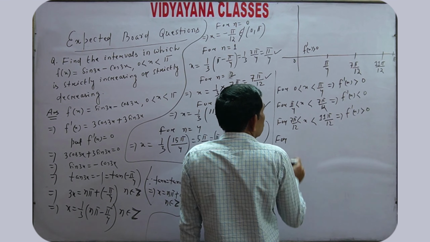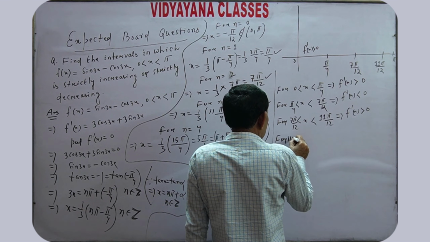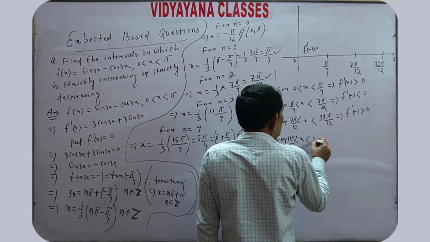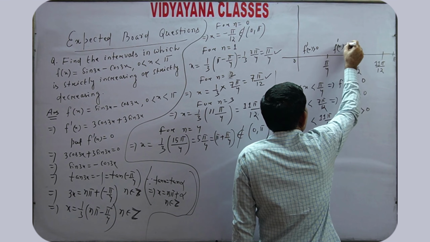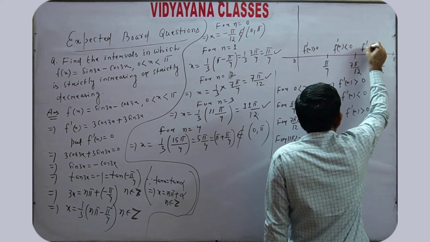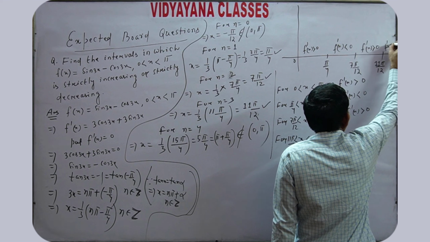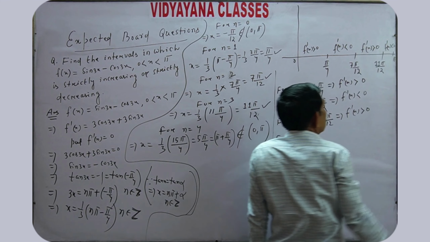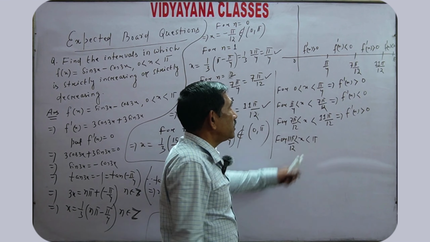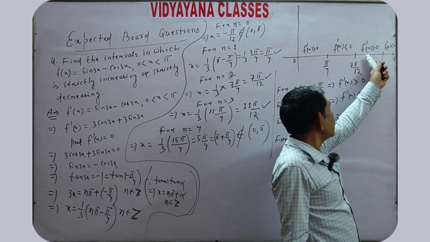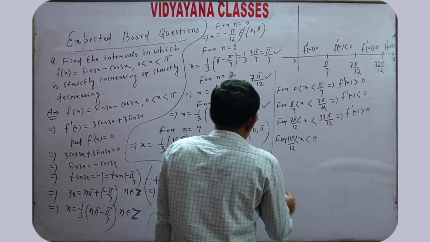For x greater than 11π/12 and less than π, f'(x) < 0. In this interval, f'(x) > 0. In this interval, f'(x) < 0. Clear? In this interval, the derivative is greater than 0. In this interval, the derivative is less than 0. In this interval, the derivative is greater than 0. In this interval, the derivative is less than 0. Clear?